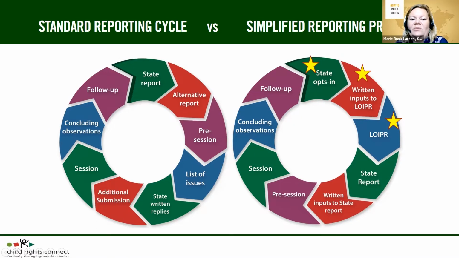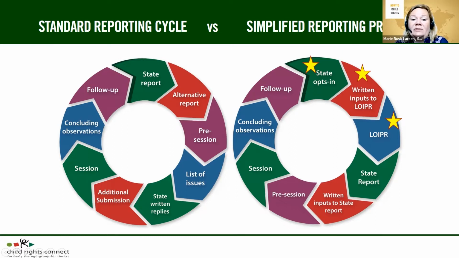And then once accepted by the state, then civil society and other stakeholders can give written inputs to the list of issues prior to reporting, as it's called, which is then adopted by the committee and shared with the state, meaning that the list of issues prior to reporting then becomes the scope or the foundation of what goes into the state report.